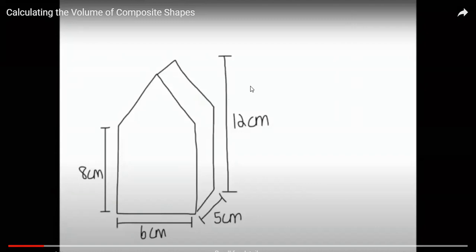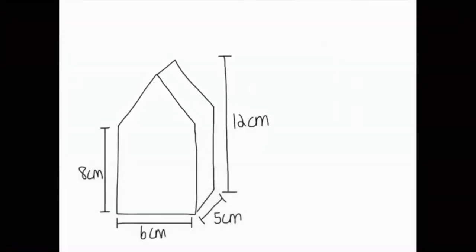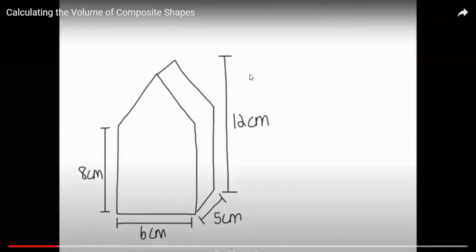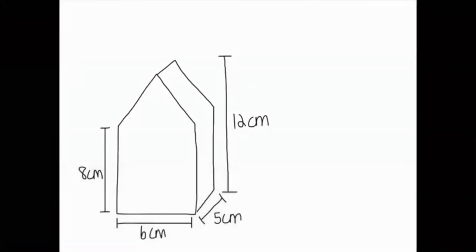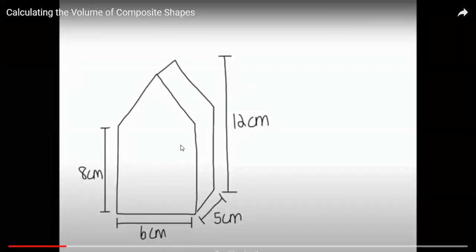Divide it into a rectangle and a triangle. Yes, divide it into two shapes, a rectangular prism and a triangular prism, right? So we are going to divide the figure into two shapes, a rectangular figure and a triangular figure. After we divide it into two shapes, we have to calculate the volume of what first?